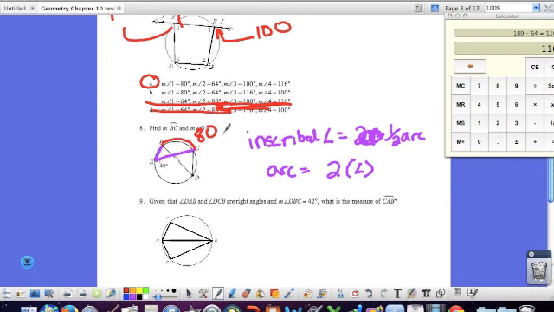Now, BDC is an inscribed angle. If the arc is 80 degrees, the inscribed angle is 40. So minor arc BC is 80 degrees. The angle D is 40 degrees.